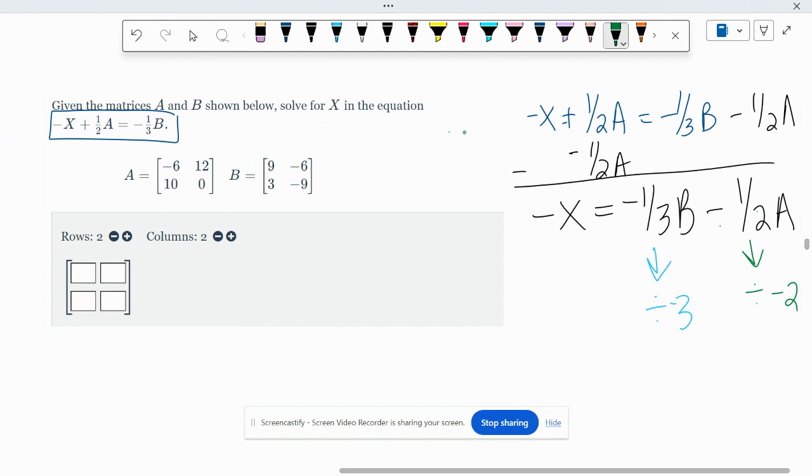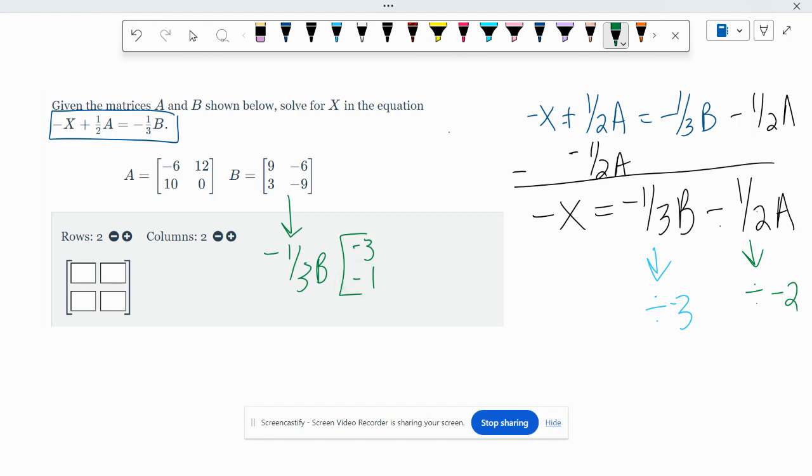negative 1/3 B first. So negative 1/3 of B is going to become, well, 9 divided by negative 3 is negative 3. 3 divided by negative 3 is negative 1. Negative 6 divided by negative 3 is positive 2. And negative 9 divided by negative 3 is positive 3. A negative divided by a negative is going to give me a positive. So plus the negative 1/2 a.